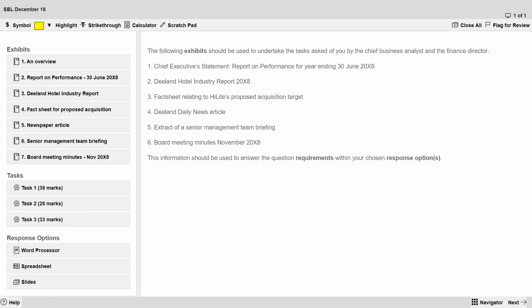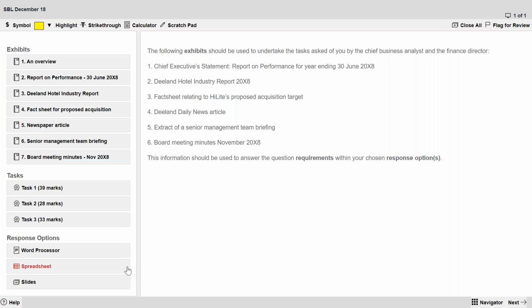And then the third segment is called resource options. You have got 3; this is where you type your answer. You can use word processor, you can use spreadsheet, or you can use slides depending on the question. 95% of the time we will be using word processor.